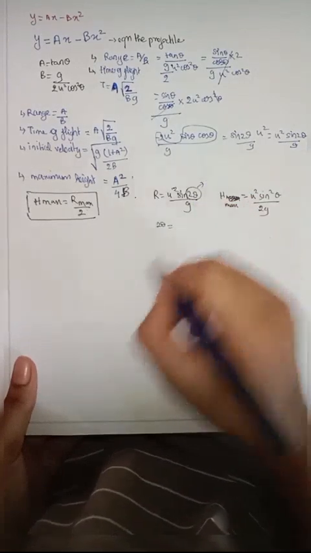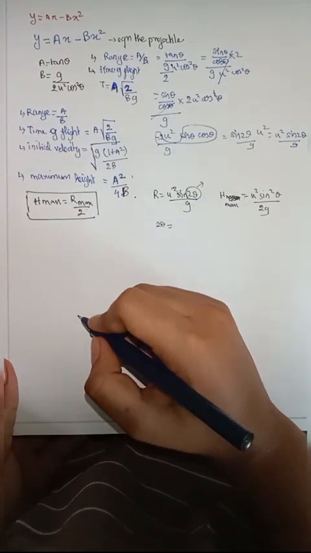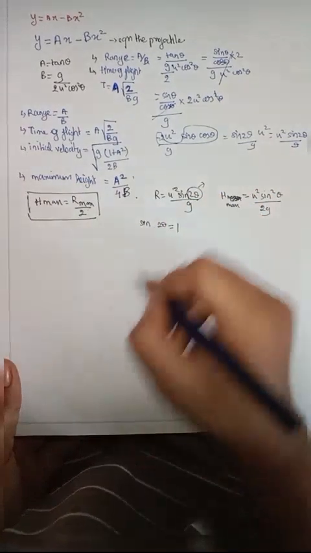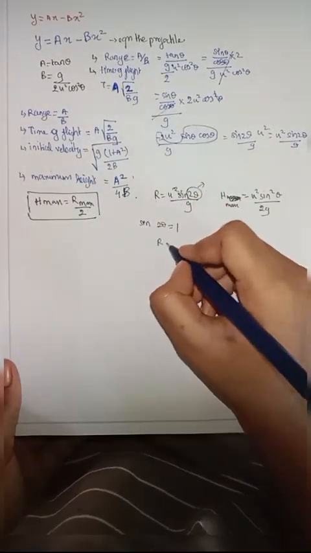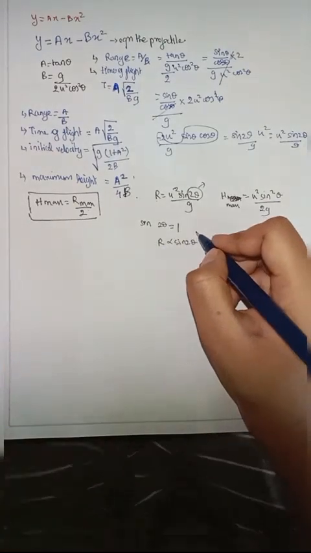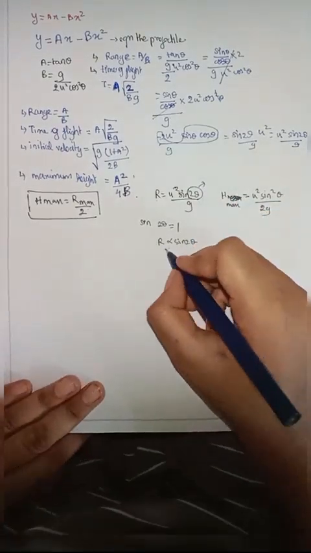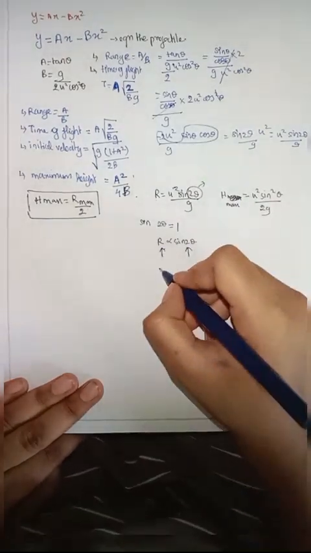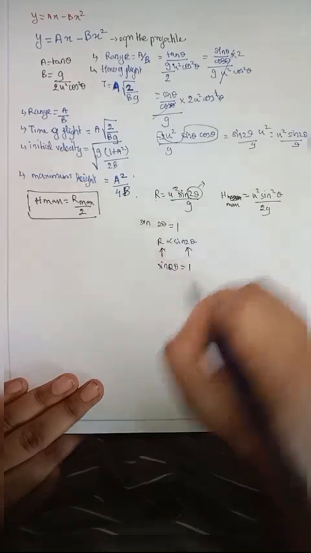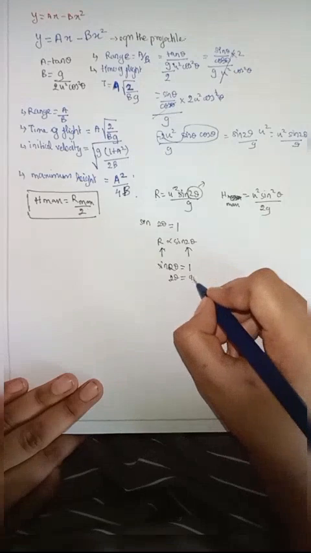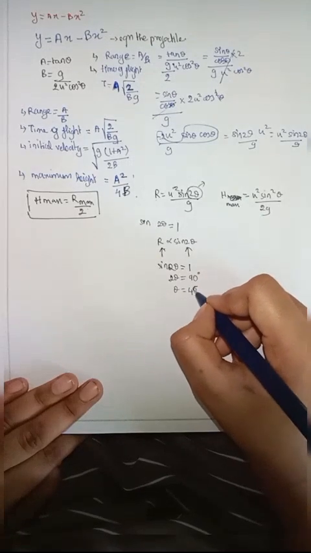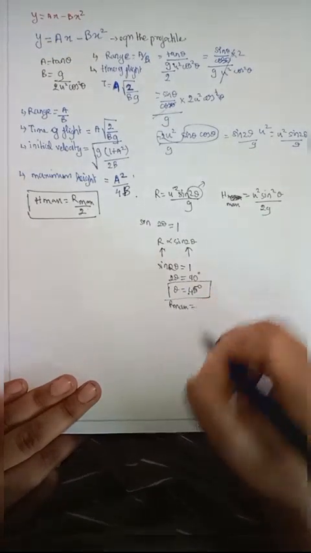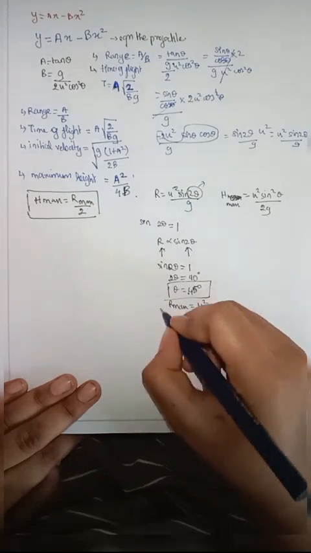So what is the maximum value of the sine function? The maximum sine value is 1. So sine 2 theta equals 1, since the range is directly proportional to sine 2 theta. This should be maximum, so sine 2 theta will be maximum when it is equal to 1. So 2 theta equals 90 degrees, so theta equals 45 degrees. If theta equals 45 degrees, R will be maximum, which is equal to u squared by g.